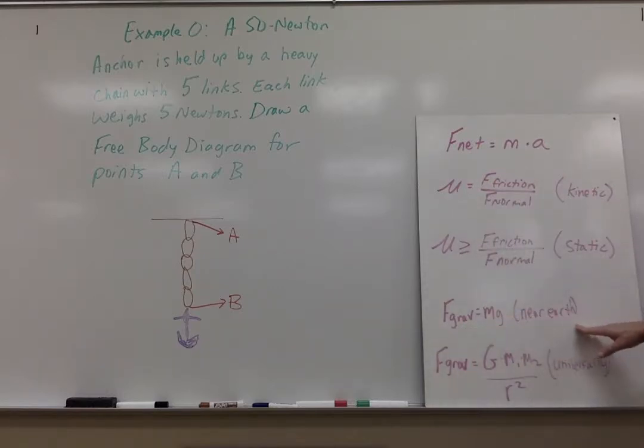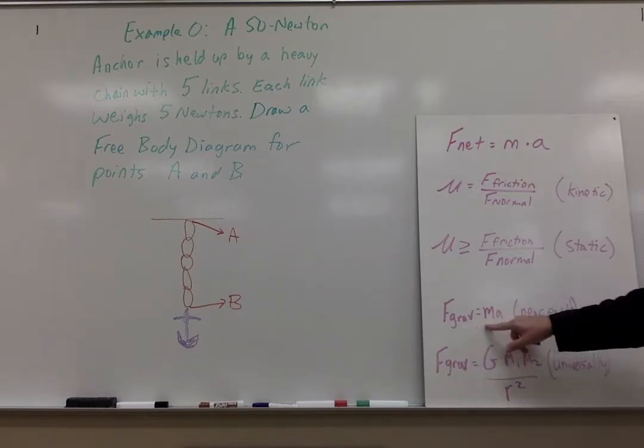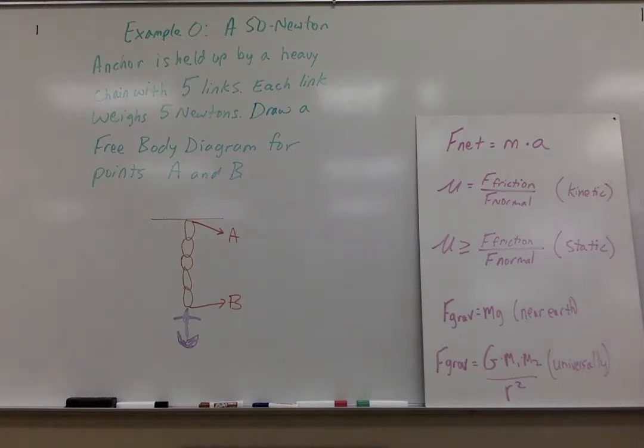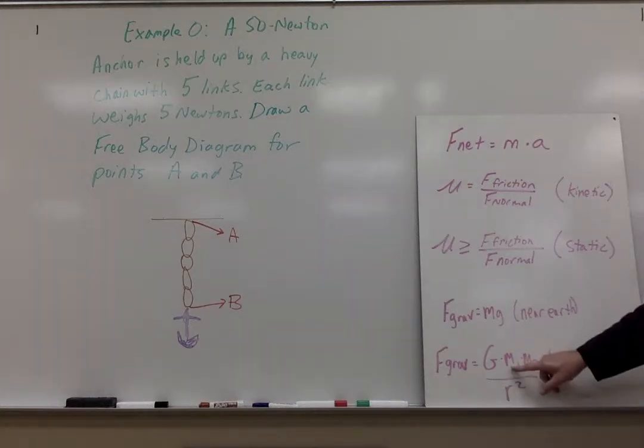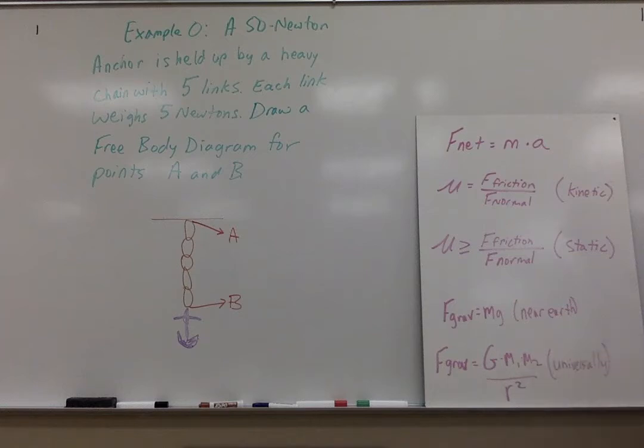Finally, for an object near Earth, the gravitational force, sometimes called the weight, is equal to mg. If we think of the universal equation for gravitational force, we use the gravitational constant, which is 6.67 times 10 to the negative 11th, multiplied by the mass of the first object, multiplied by the mass of the second object, all divided by the distance between the centers of mass of the two objects squared. So those are things to keep in mind as we go along. You may want to write those down. They're on your formula sheet, or versions of this are on your formula sheet.